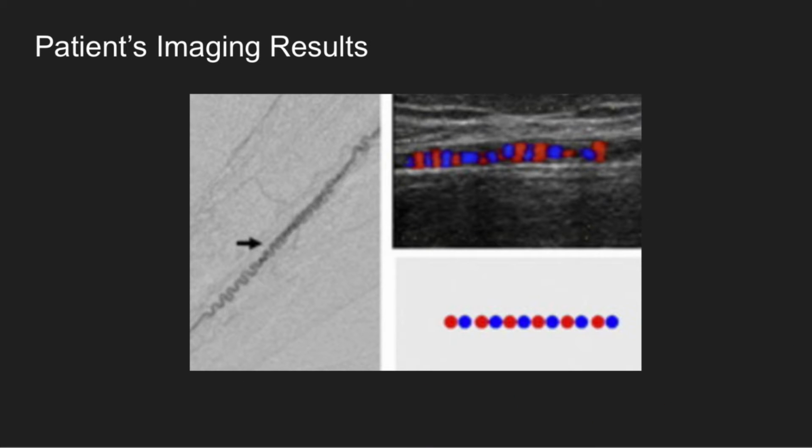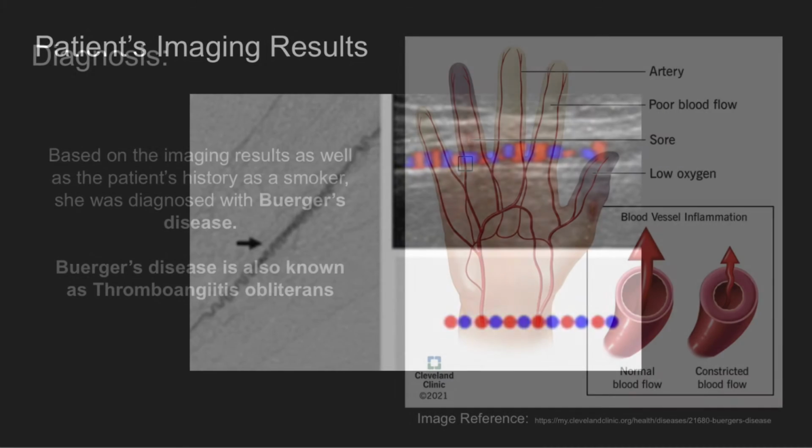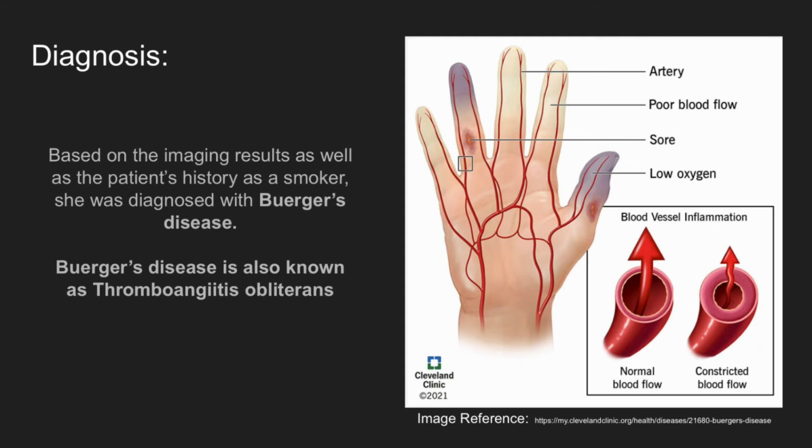Here's a side-by-side of the imaging results, the angiogram and the ultrasound. It is clear that blood flow is disrupted and both are abnormal for our patient. Based on the imaging results as well as the patient's history as a smoker, she was diagnosed with Buerger's disease. Buerger's disease is also known as thromboangiitis obliterans.